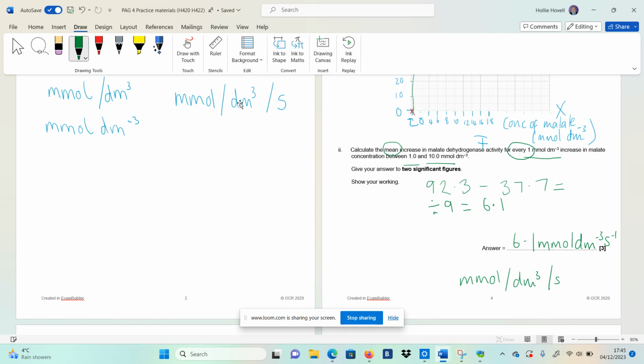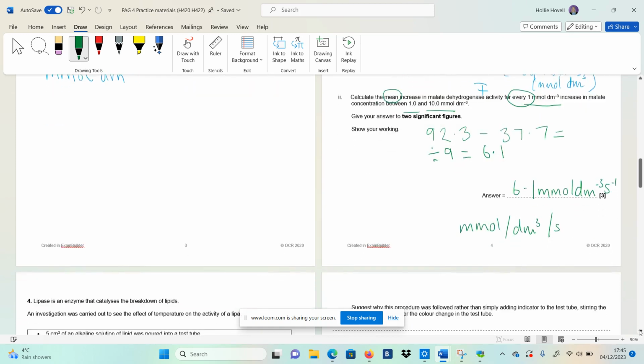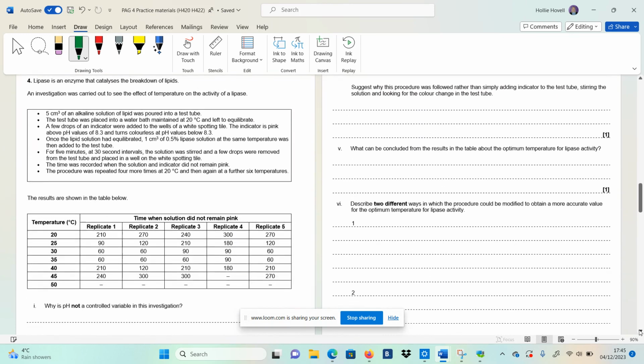Now, the last thing it says in the question, always reread the question after you've done it. Give your answer to 2 significant figures. So double check your answer is to 2 significant figures. So if you've copied it off the calculator, double check that you have changed it to 6.1 so that it's correctly done to 2 significant figures.